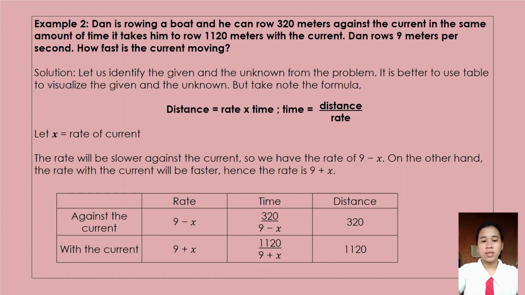Let x equal the rate of the current. The rate will be slower against the current, so we have the rate of 9 minus x. On the other hand, the rate with the current will be faster, hence the rate is 9 plus x. The table shows, against the current: rate 9 minus x, time 320 over 9 minus x, distance 320. With the current: rate is 9 plus x, time is 1120 over 9 plus x, and the distance is 1120.